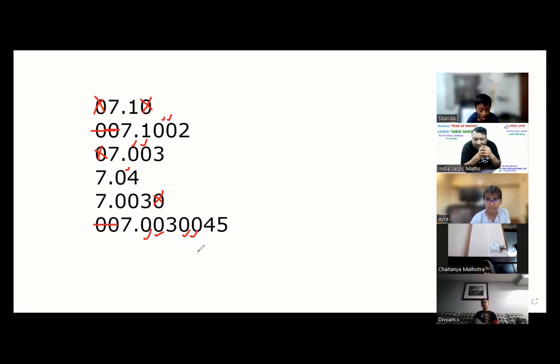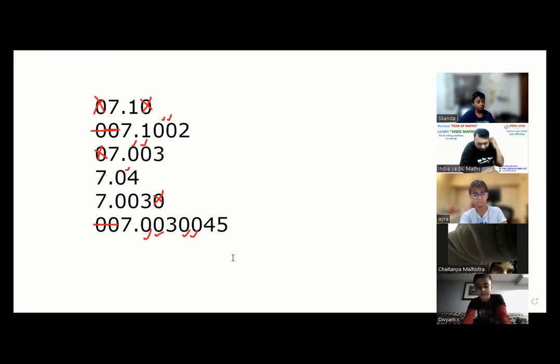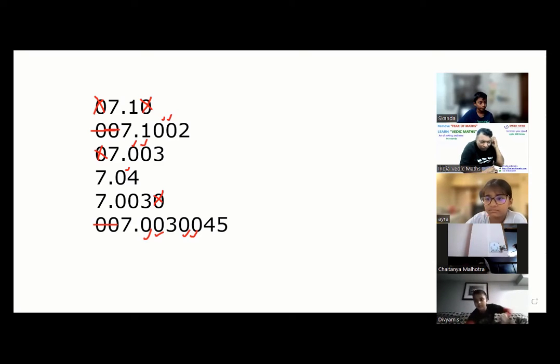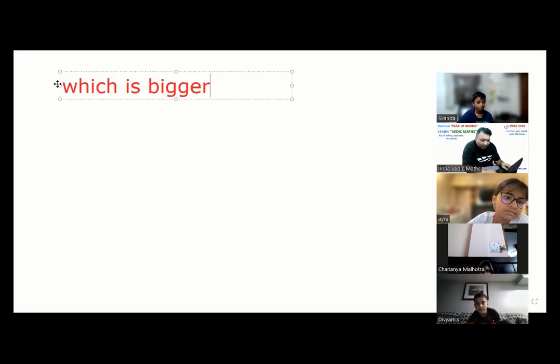So why are we learning this? Because when you compare numbers, these become useful. So let's compare now, okay? If you want, guys, you can take a screenshot or a photo of this. Now we are going to do a very interesting thing: how to compare. I'm going to ask a lot of questions, okay?